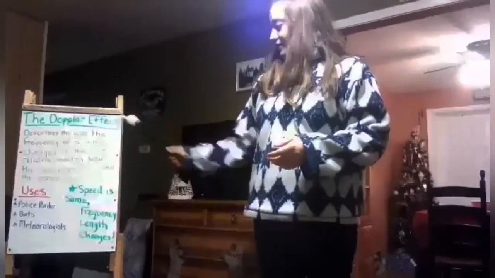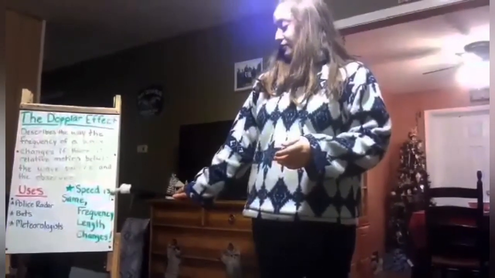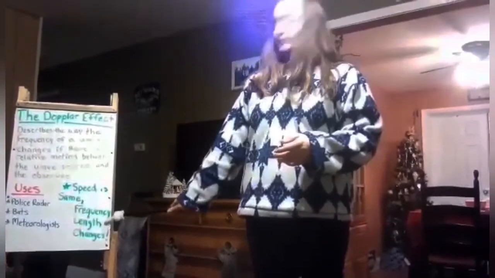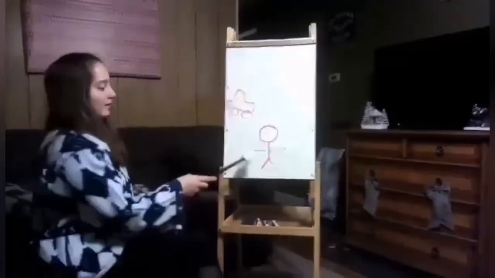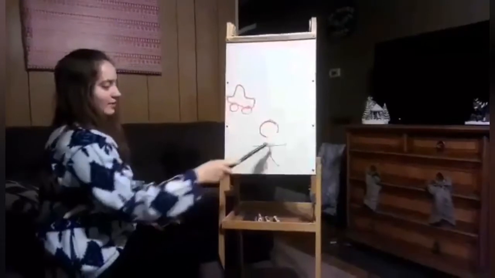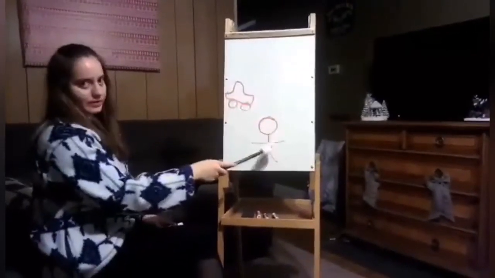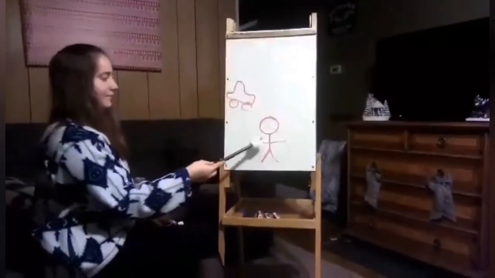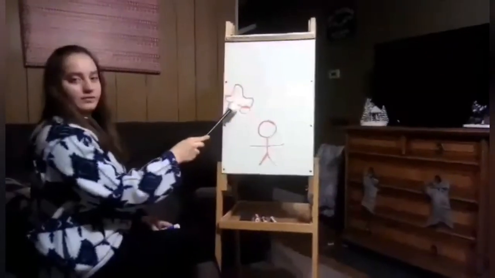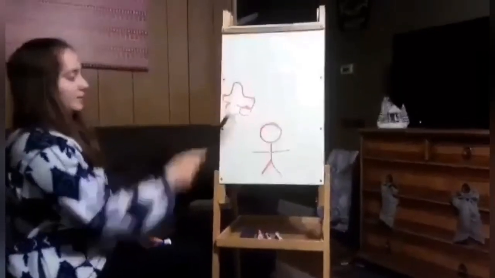And in the Doppler effect, the speed of the source is always the same. It's only the frequency and wavelength that change. So, with that said, if we go back to the video, we have the person here. This would be considered our observer when we talk about the Doppler effect. The car here is the wave source which the sound waves are coming from.